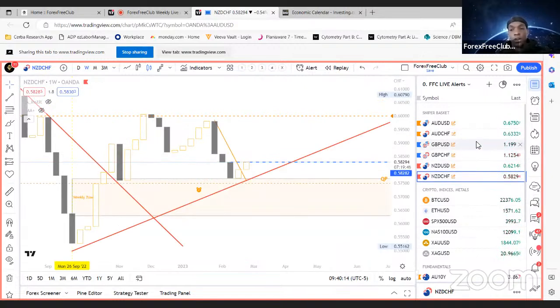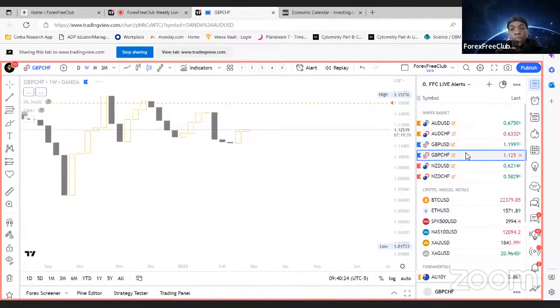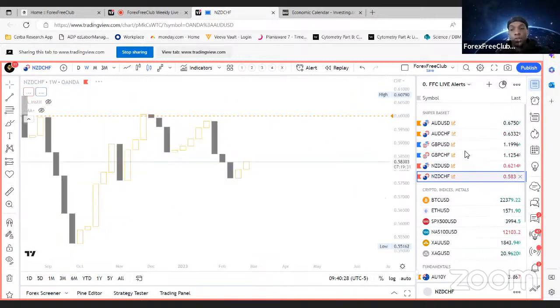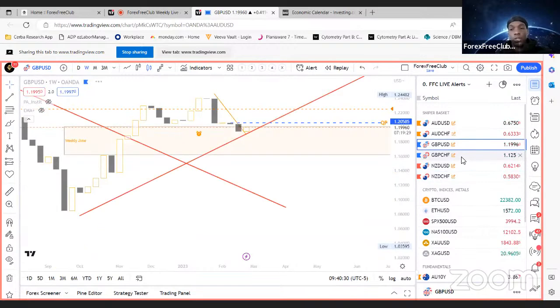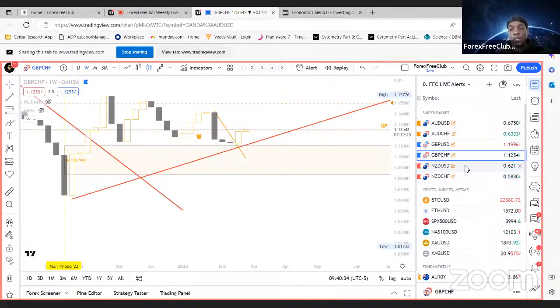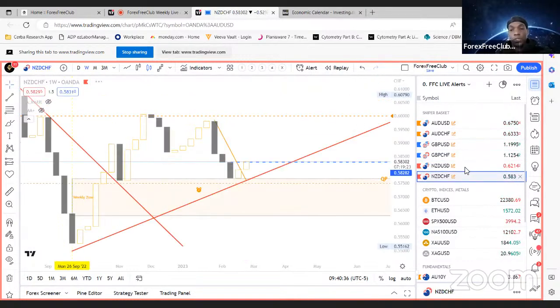The pairs that have confirmations: GBP USD, GBP Swiss franc, NZD USD, and NZD Swiss franc. Out of those, only GBP USD and GBP Swiss franc are at the quarter points. So NZDs are not at the quarter points, but they do have good confirmations for the setup. So if you want to take those, do so at your own risk. But guys, that's going to be it for this week.